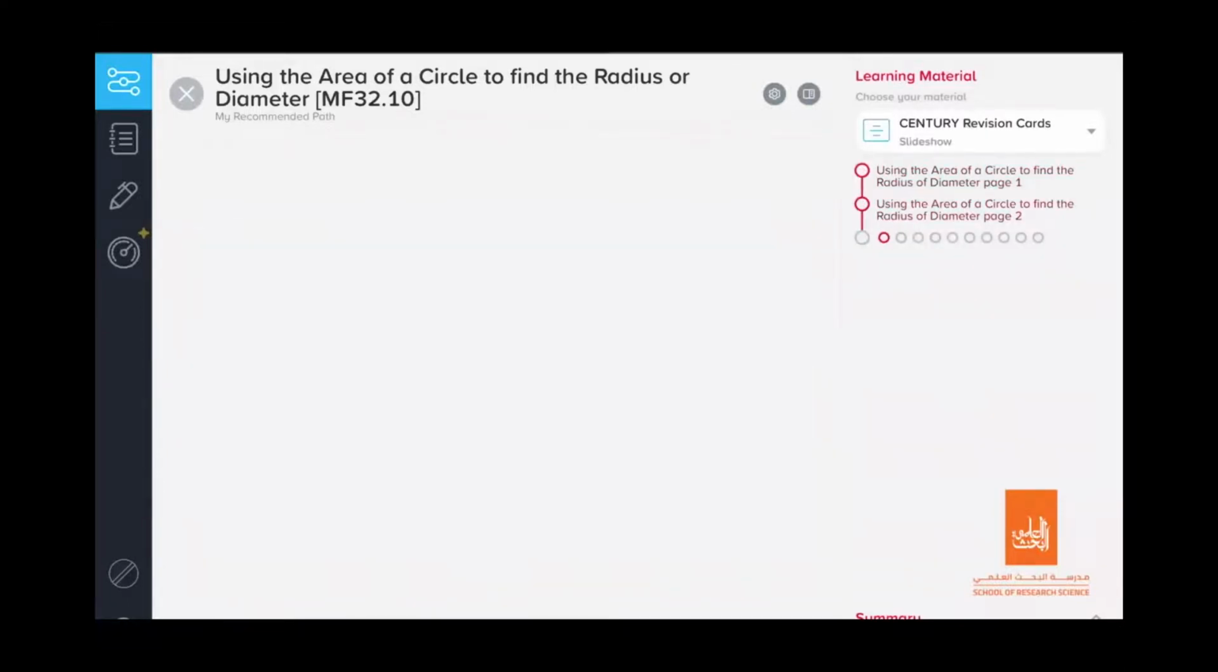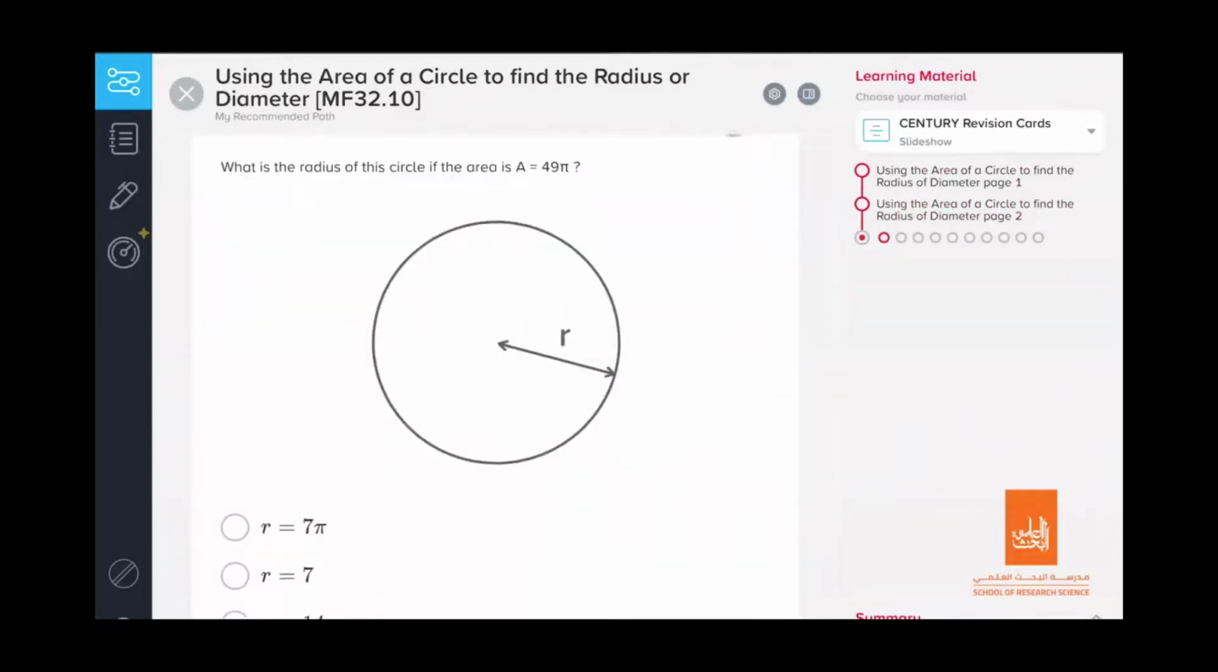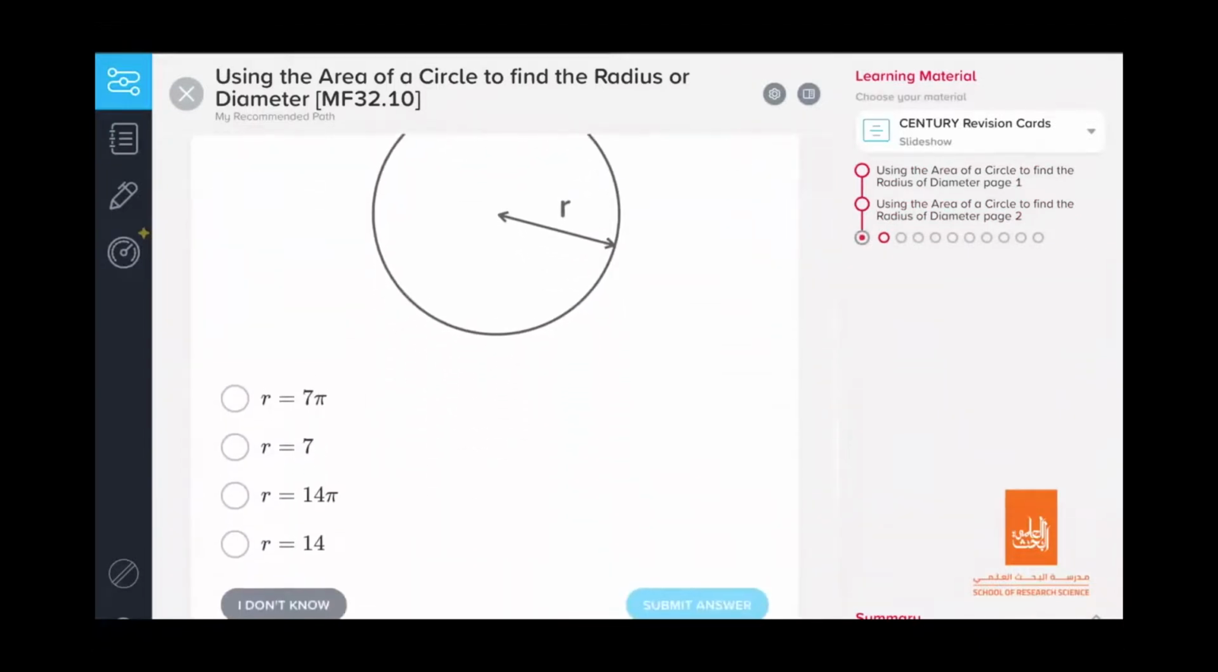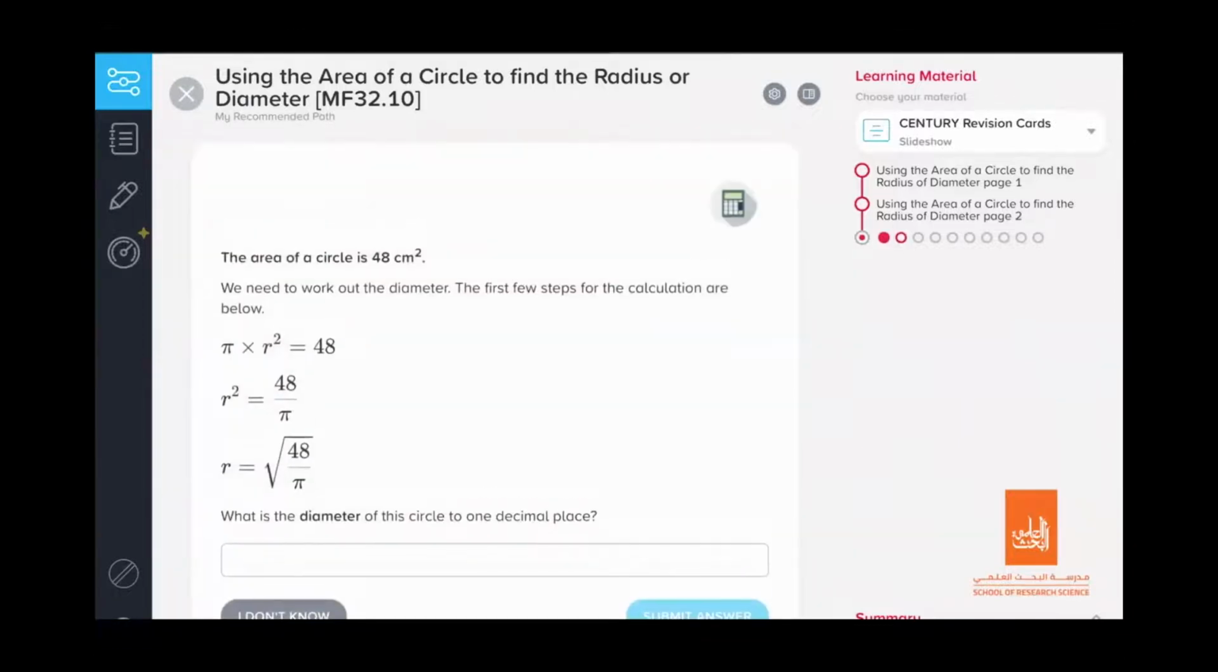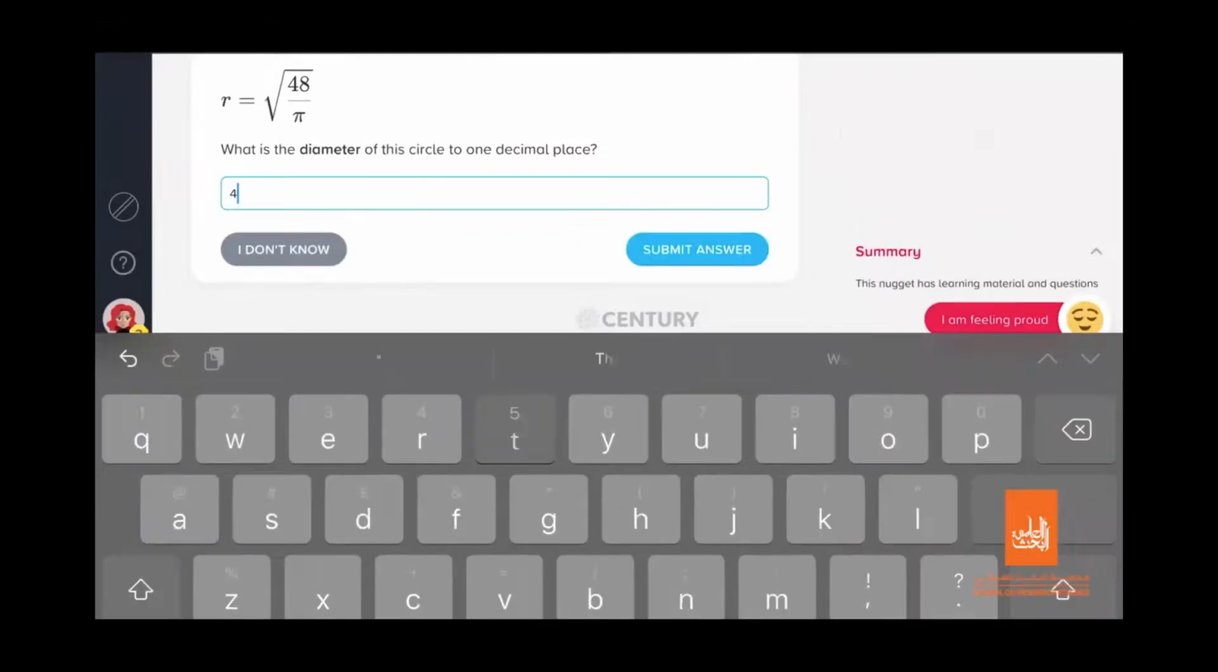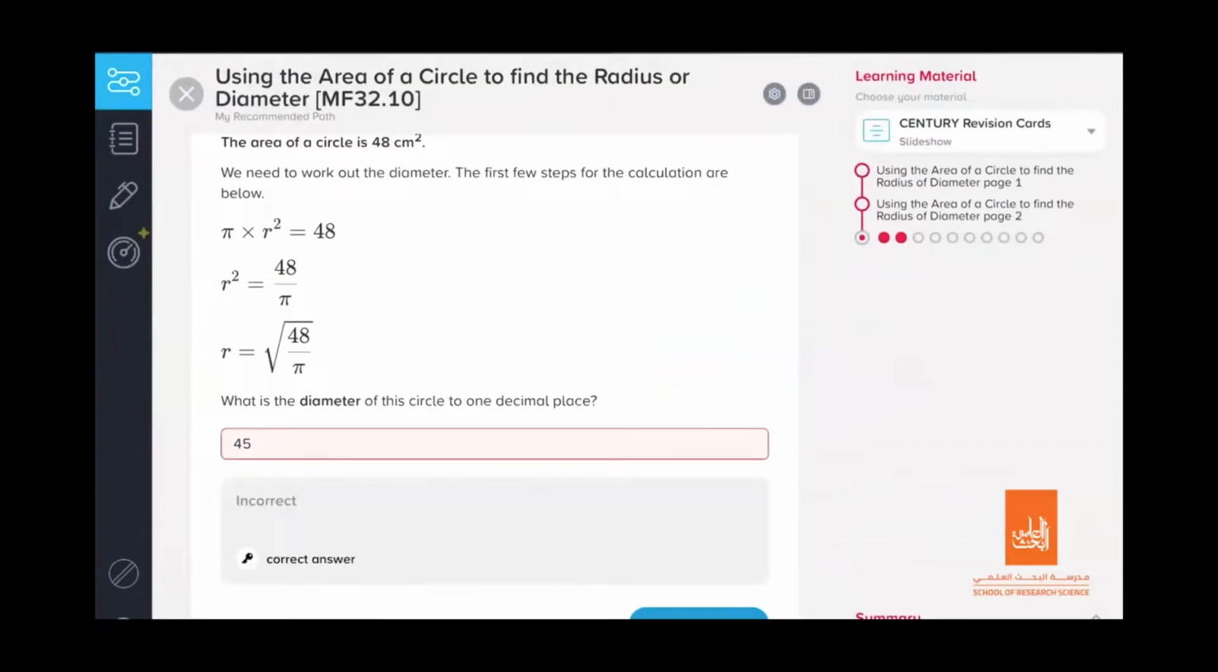When you move on to the questions, there is a bar at the bottom of the screen where you should type your answer in. If you are struggling or don't know the answer to the question, you can always press I don't know. And if you type in an incorrect answer, it will give you an option to either move on to the next question or see the correct answer.